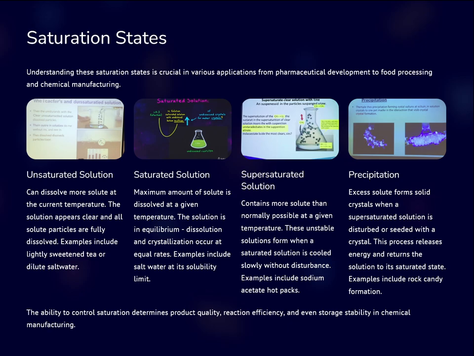However, under special conditions, you can create a supersaturated solution. This happens when you dissolve extra solute at a high temperature and then cool it down slowly. The solution remains clear, but it's unstable. Any disturbance, like adding a tiny crystal, can cause the excess solute to rapidly come out of solution, forming what we call a precipitate.